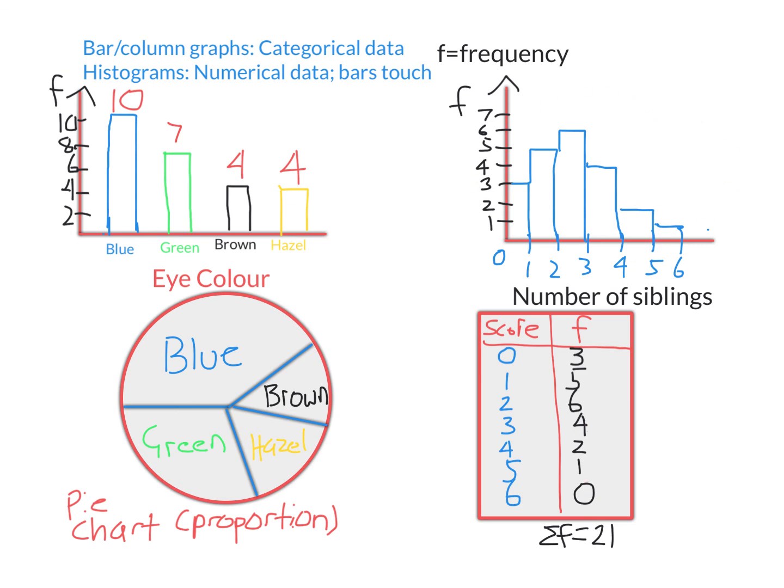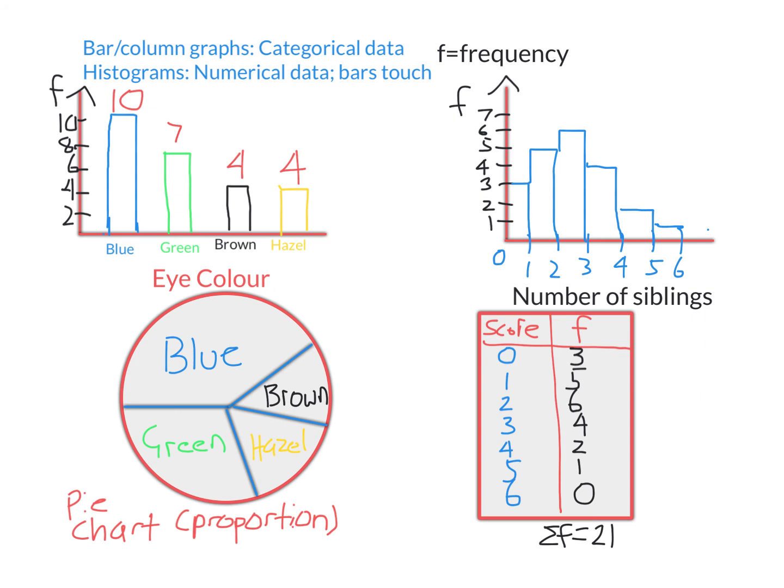That means that there are 21 scores in total. So this data here and this data here are the same, both displaying the number of siblings. This is just a visual representation. You can tell things about this straight away, like the most common number of siblings here was 2, but this here gives you the information in a different way.